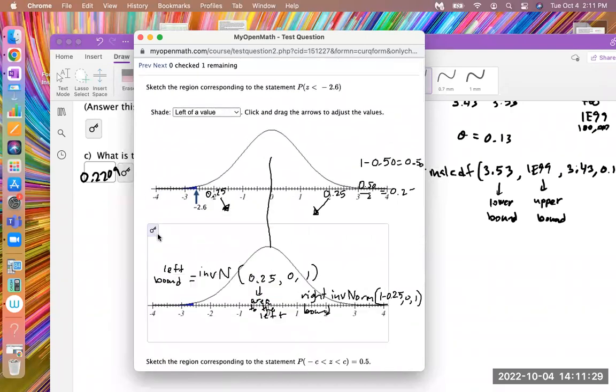And we can check our answers up here, and it is 1, 2, 3, 4. So 1, 2, 3, 4. Yep, so we're good. And it's to the left, and we did both of these correctly.